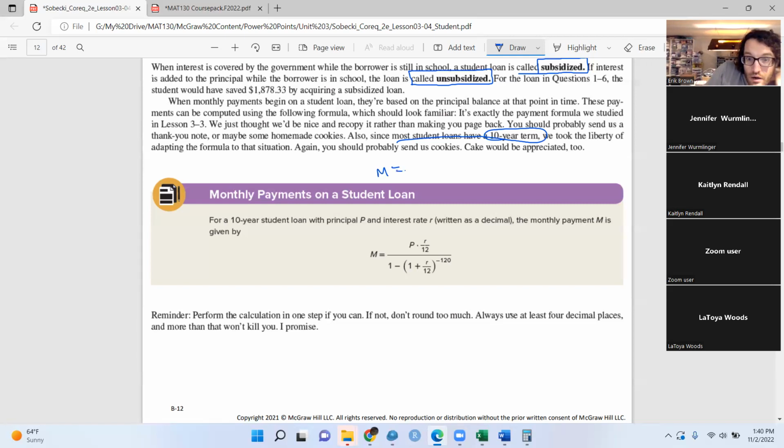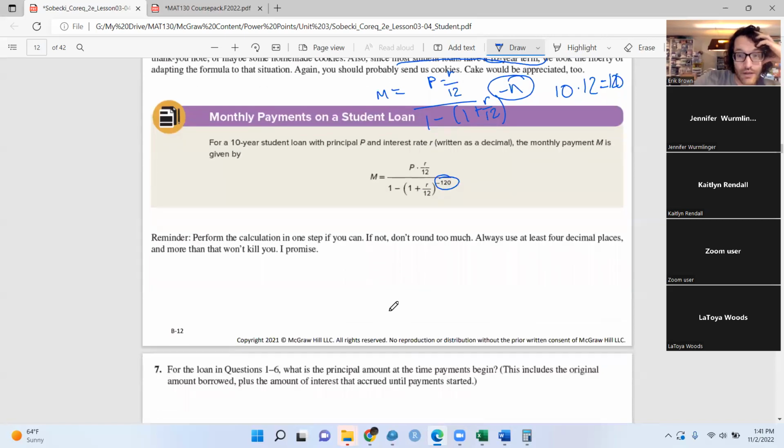formula we looked at with the car, remember, it was this, to the negative n. We have now just changed that to 120, because for 10 years, there are 12 months in each of those 10 years. That means there'd be 120 payments you make, 120 months worth of payments. So this is the formula we're going to use for student loans, and we are going to do some calculations.